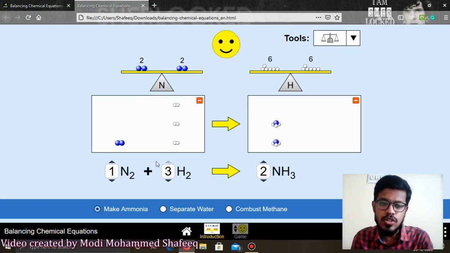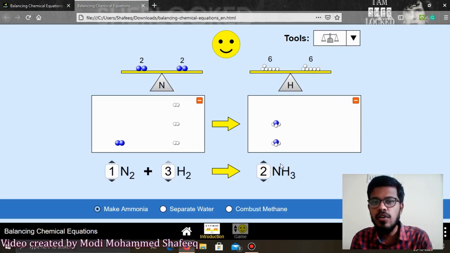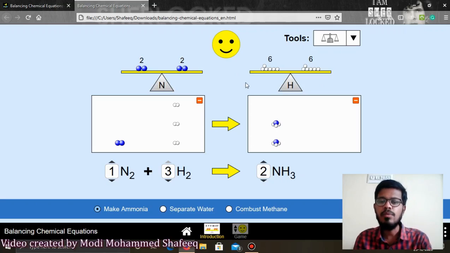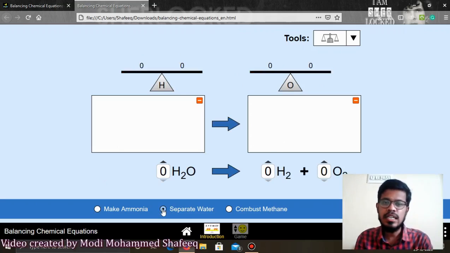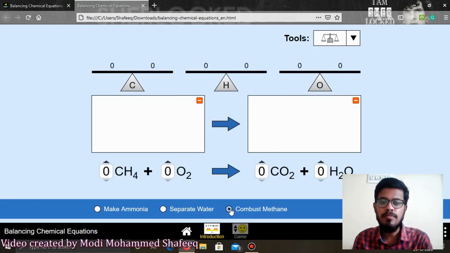Now you can see on both the sides it is balanced. The number of nitrogen is balanced, and the number of hydrogen on both the sides is balanced. This is for the reactant side, this is for the product side. The same way this is for the reactant side and this is for the product side. Once you balance this, it will show you a symbol like this, a smiley, which means you have successfully balanced this chemical equation. Like this you can do it for various other equations as well.